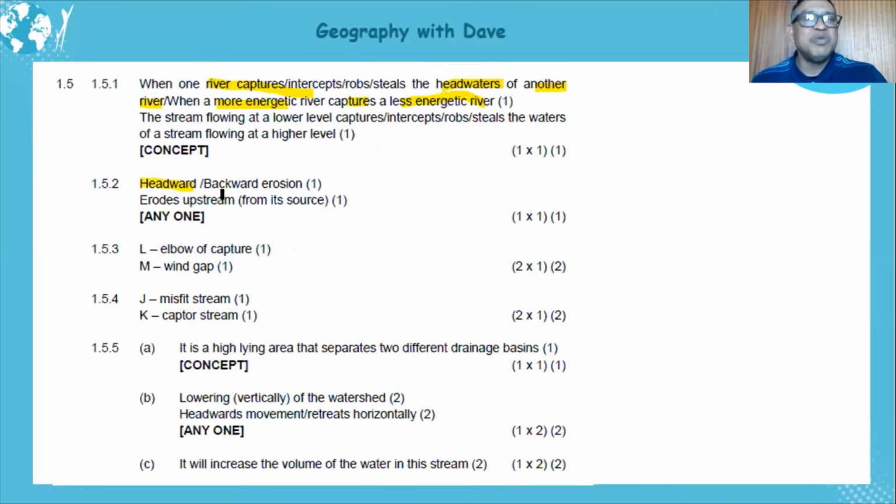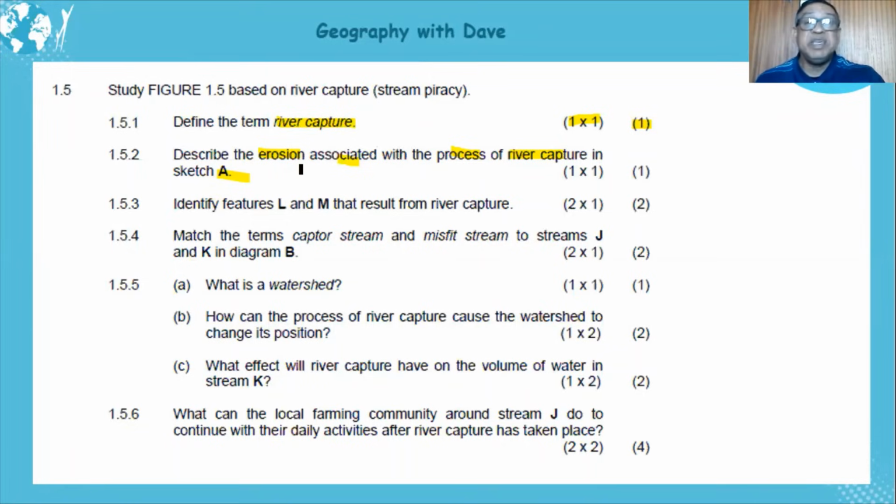Headward. Of course, the word backward erosion is also accepted. But why write it? It's in the resource. All right. A description was given also. It erodes upstream. Because the question just says, describe the erosion. Okay, so maybe it's eroding upwards, makes more sense, because you're describing the erosion. But even headward tells you it's moving towards the source. Okay, so headward, backward. The examiner accepted the description, which seems more appropriate, but also accepted the type of erosion that's happening, headward, backward.